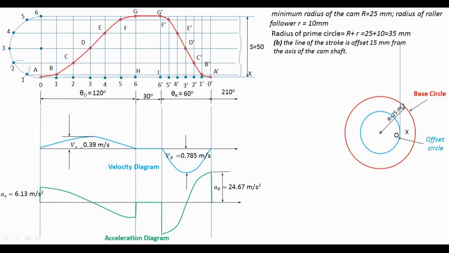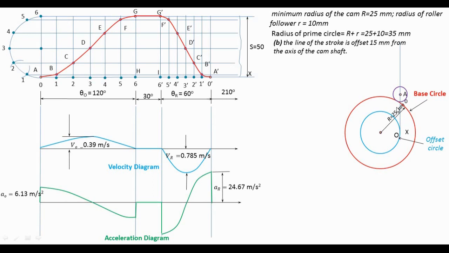So on this line, I'm going to plot the center of the roller. As we know, the radius of roller is 10 mm. So we need to plot point A in such a way that the circle should only touch the prime base circle. So let us draw a circle. This radius should be 10 mm. Make sure that this vertical distance should not be 10 mm; this distance should be 10 mm.